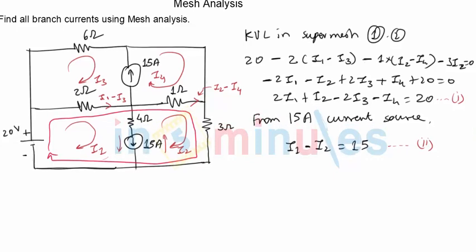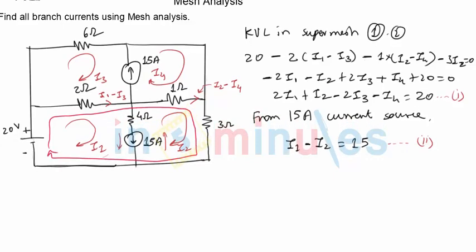Now we will apply KVL in the next super mesh. So KVL in super mesh 3 4. So this is mesh 3, this is mesh 4. Let's apply KVL in this super mesh.